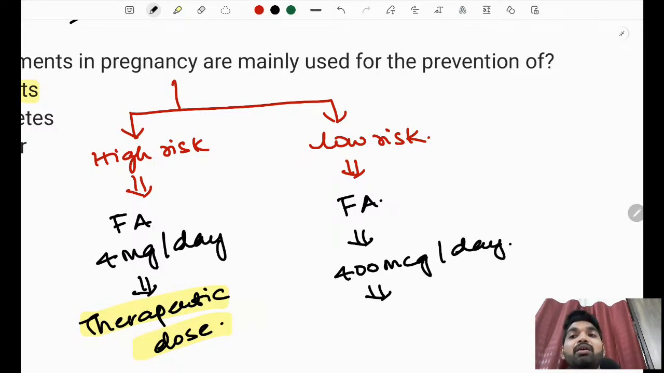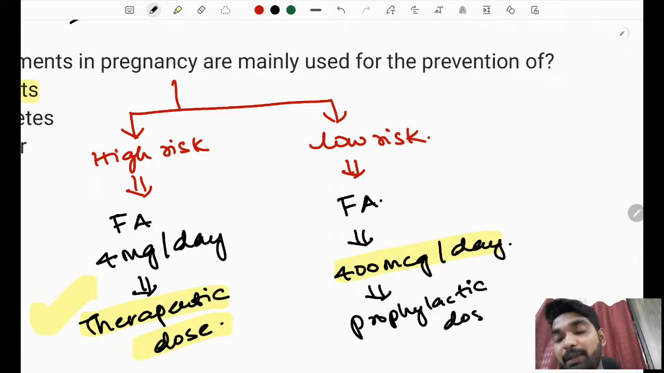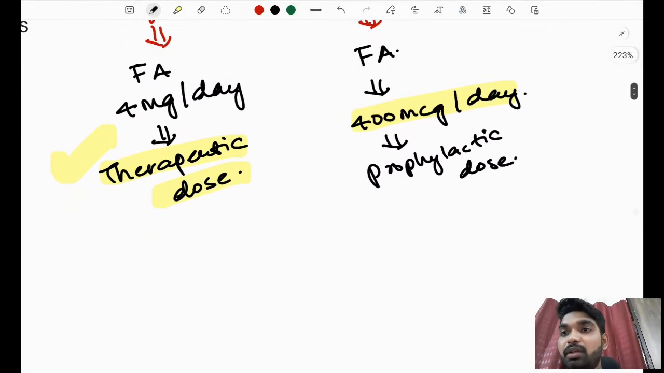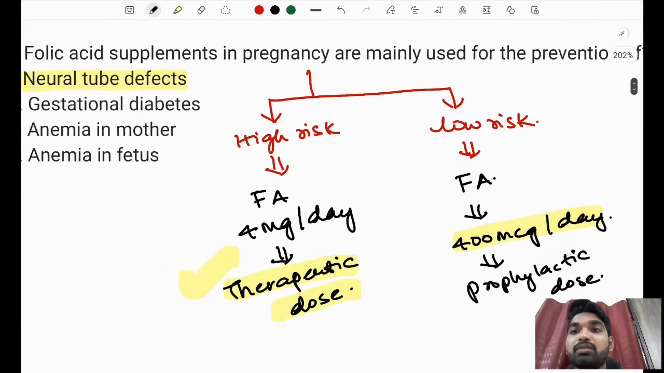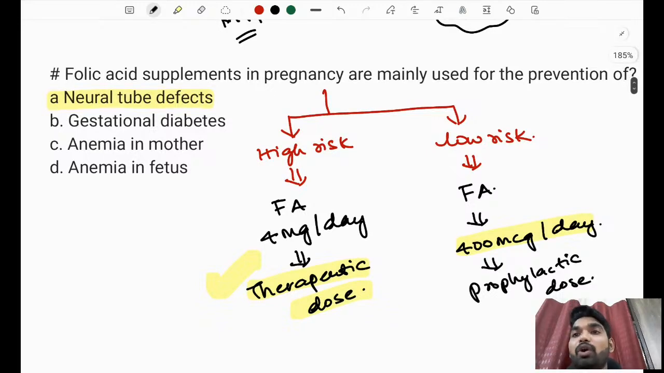In low risk women, you are going to give this folic acid for the prevention of NTDs. That's why the dose is 400 micrograms. In high risk you are going to treat, so you give the therapeutic dose. Here it is the prophylactic dose, for prevention. Excellent. High risk, low risk. So this is how we are going to give folic acid in pregnancy.